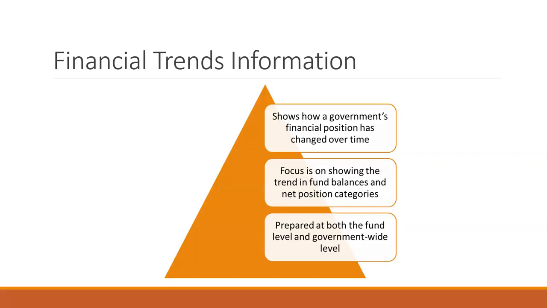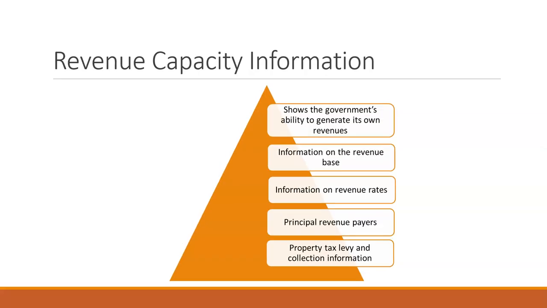So in our financial trends, we of course have how the government's financial position has changed over time, focus on showing the trend in fund balances, and these are prepared at both the fund level and the government-wide level. The revenue capacity information tells about how much we can make, what is our ability to generate revenue. We have information on our property tax levy and any user fees that we generate revenue from.